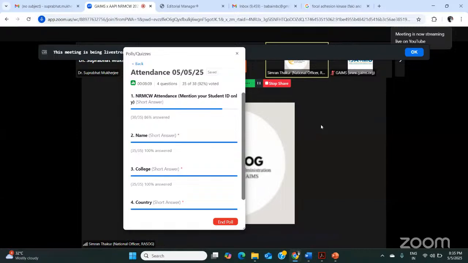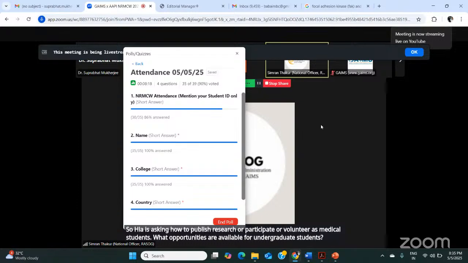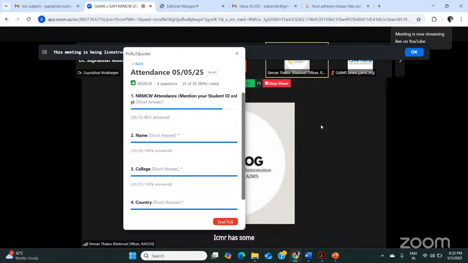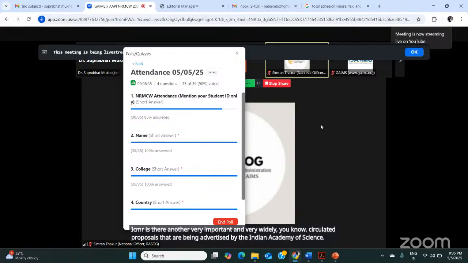Hitcha is asking how to publish research or participate or volunteer as medical students. What opportunities are available for undergraduate students? ICMR has some programs. Are there anything like that? ICMR is there, and another very important and widely circulated proposal is advertised by the Indian Academy of Science. Currently we have three academies: Science Academy in India, and also Medical Science Academy.